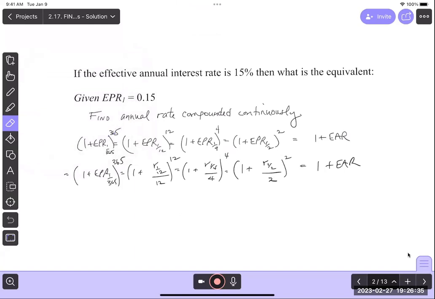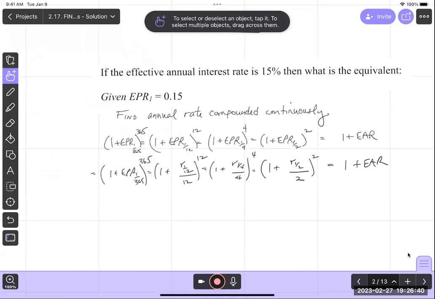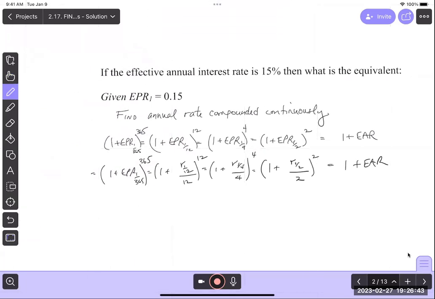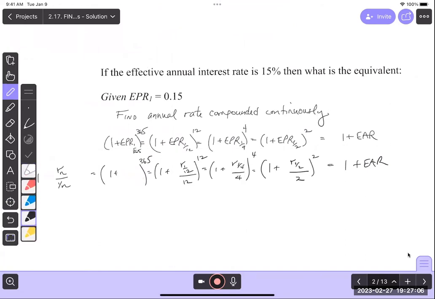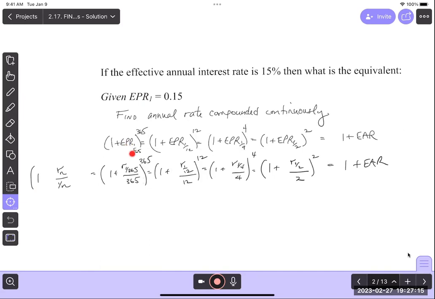Trying to clean that up. So at the very beginning of this string of equalities, imagine having a rate with a subscript, I would have to divide it just like each of these. Well, I forgot to do this one. This one would be R, the stated daily rate, like on your credit card, that you have to divide by 365 to get the effective daily rate.